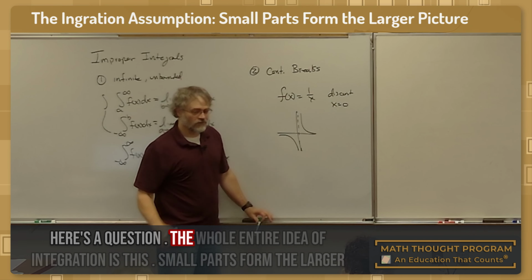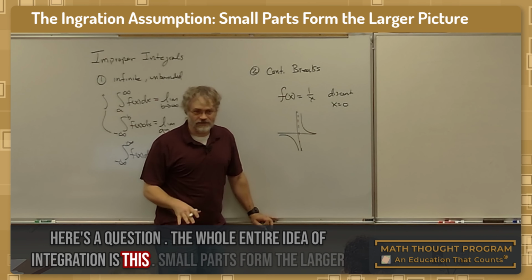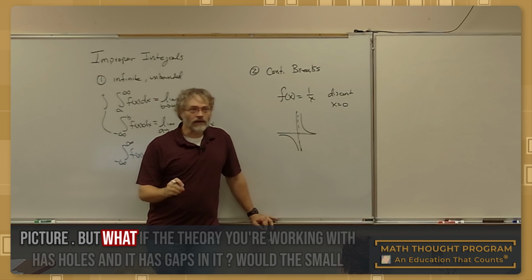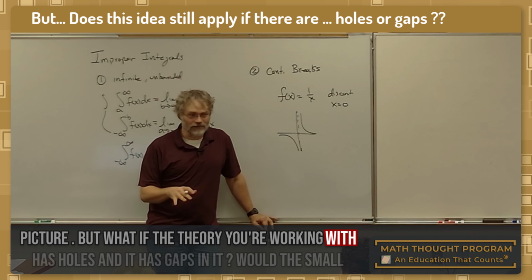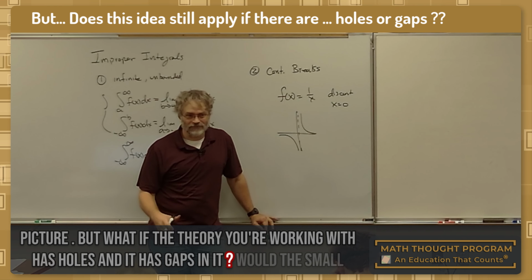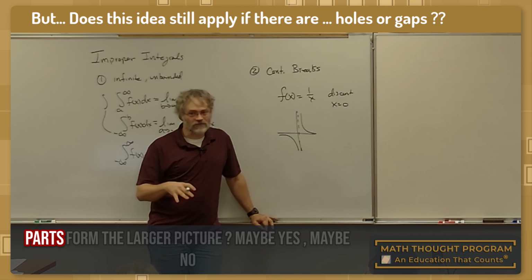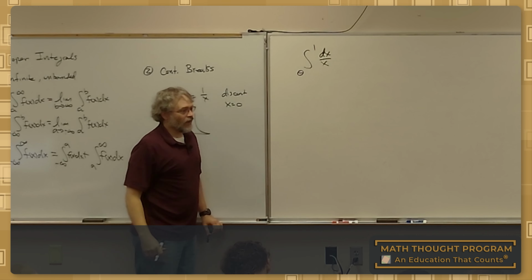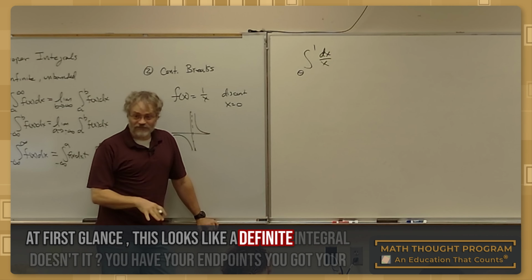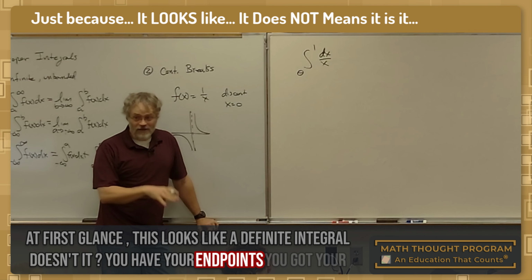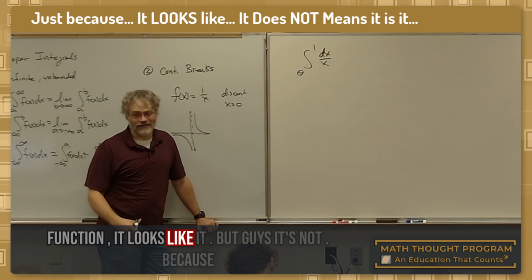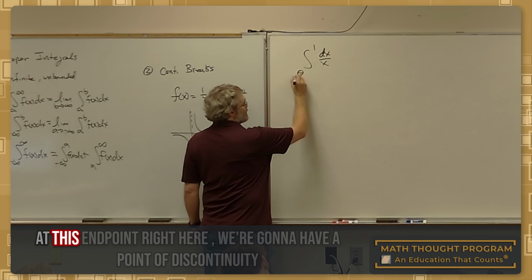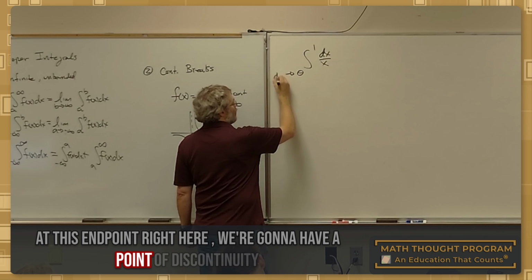Here's the question. The whole entire idea of integration is this. Small parts form the larger picture. But what if the theory you're working with has holes and it has gaps in it? Would the small parts form the larger picture? Maybe yes, maybe no. At first glance, this looks like a definite integral, doesn't it? You have your endpoints, you got your function, it looks like it. But guys, it's not. Because at this endpoint right here, we're going to have a point of discontinuity.